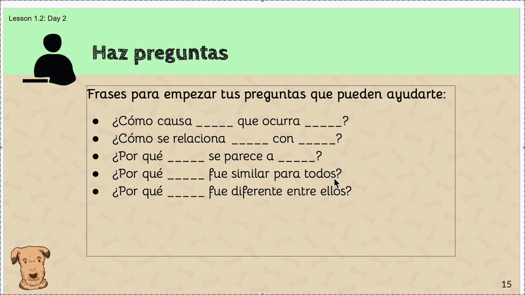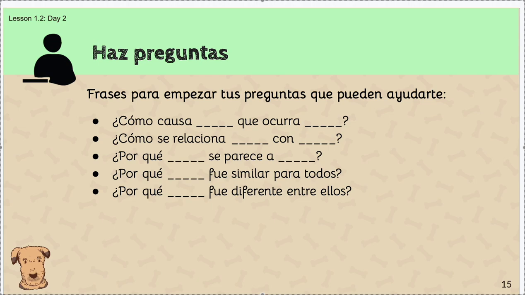Now, that might not be true, right? Think about what we did for the notice and wonder. Think about the initial models we did for the dogs. Your question should be related to these dogs, right? Your question could be like, why did they all have ears? Why did they all have tails? Or why was this different? Why was that different, right?